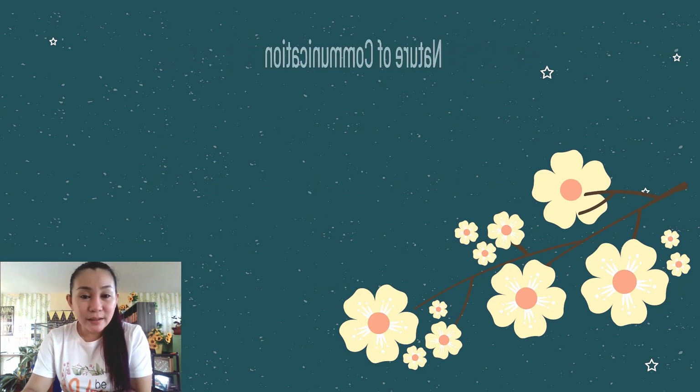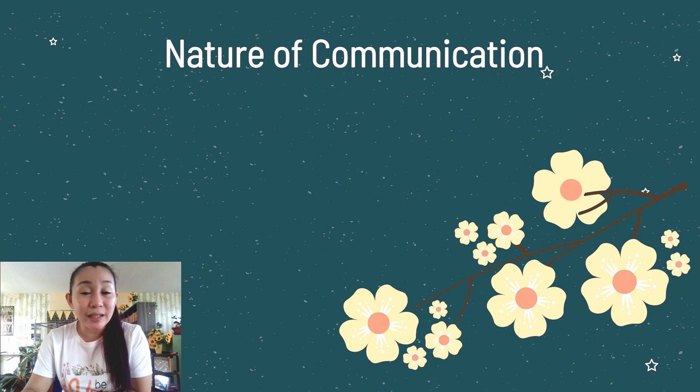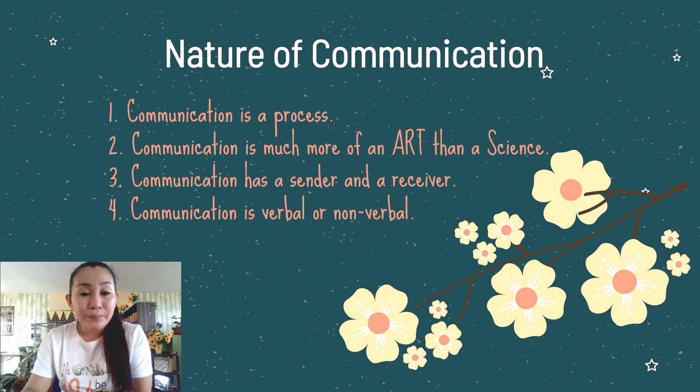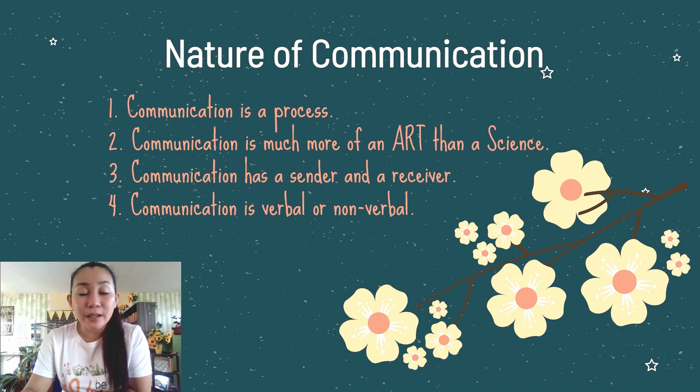Okay, next, let's discuss the nature of communication. We have here, number 1, communication is a process. Number 2, communication is much more of an art than a science. Third, communication has a sender and a receiver. Number 4, communication is verbal or non-verbal. Now let's try to discuss the meaning of those statements.